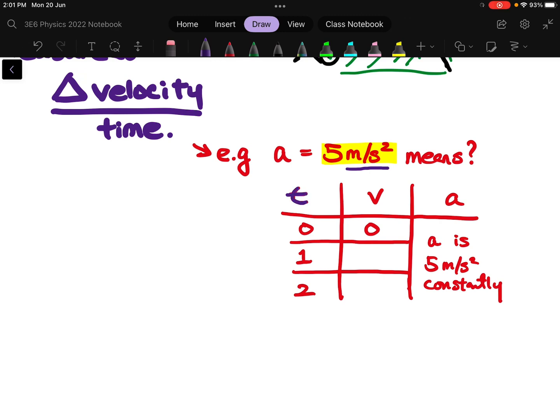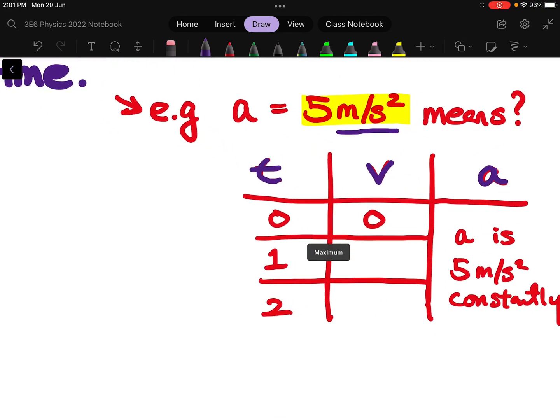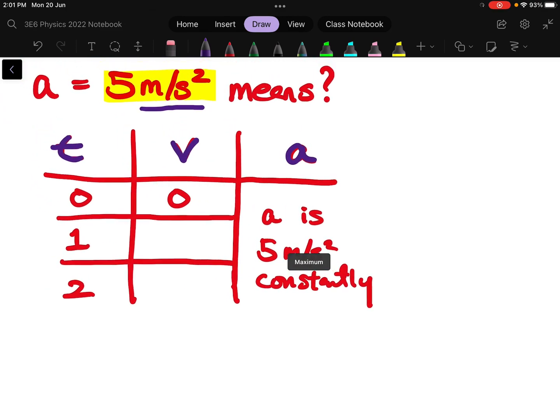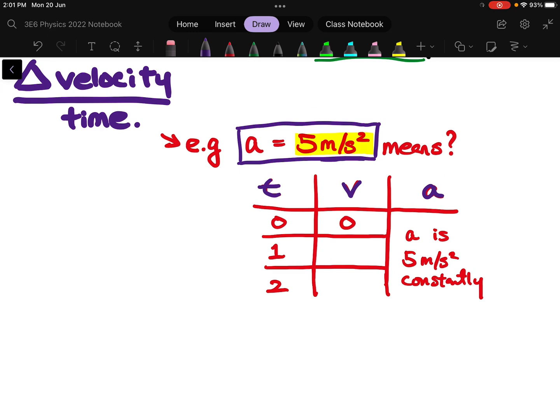This is the time column, the velocity column, and then this is my acceleration. Throughout the time 0 to 2, I keep my acceleration as 5 meter per second square constantly, because I want to illustrate to you what it means by a equals to 5 meter per second square. What it means is quite straightforward. It means that over a period of 1 second, my velocity will be changed by 5.